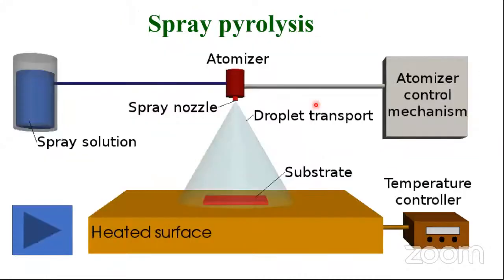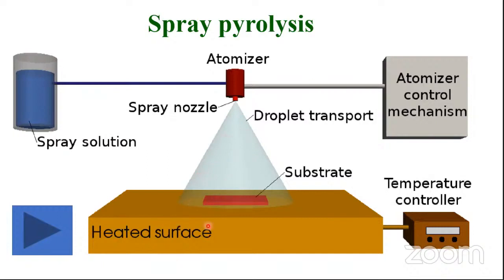So now we can go to another method, which is known as spray pyrolysis. So what is spray pyrolysis? This is also a simple method of synthesizing thin films of semiconductors or any other kind of organic film. Spray pyrolysis, as the name suggests, means we have to spray the material.